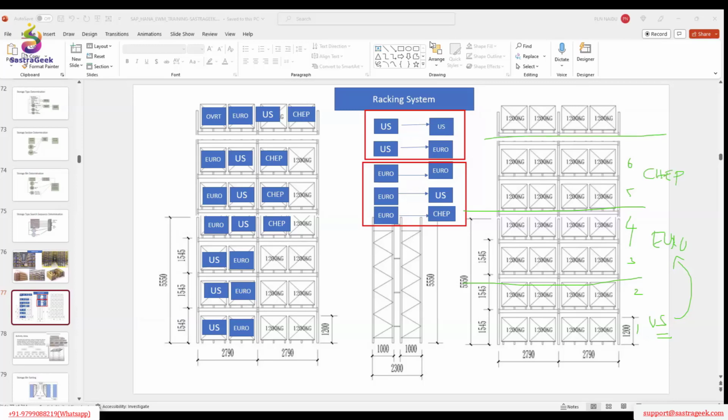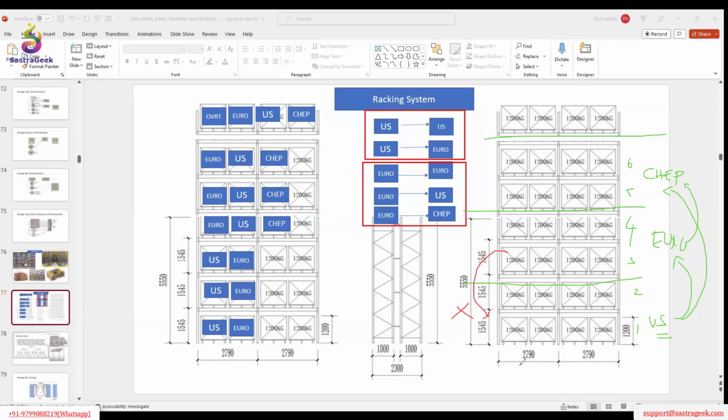That means when you receive the product from the supplier as a CHEP pallet, it should go only to 5 and 6. Since the CHEP pallet is bigger than the US pallet and Euro pallet, a US pallet can be allowed in CHEP, and Euro is also allowed in a CHEP pallet. Vice versa, Euro cannot be allowed here, because the US size is very small compared to Euro.